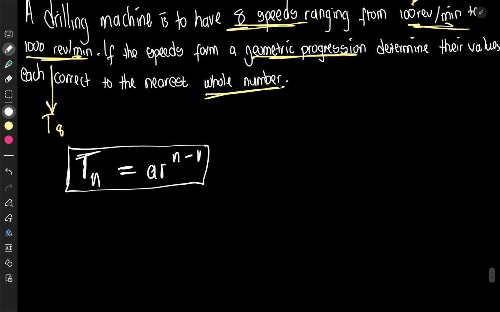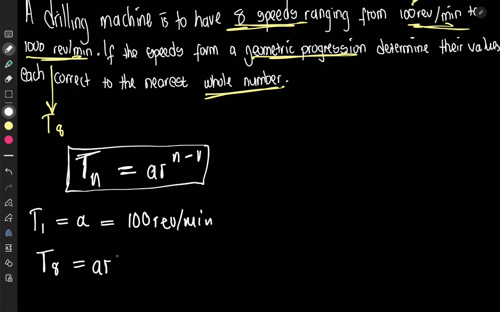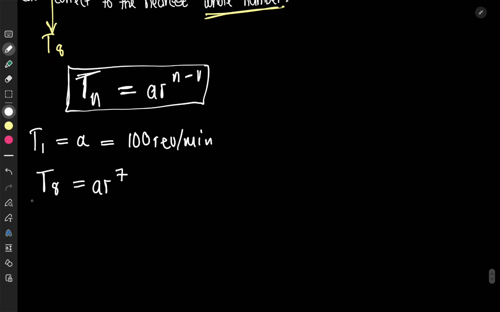Now, what do we already know? We know that our T1 is equal to A, which is equal to 100 revs per minute. And then what else do we know? We know that our term number 8 is going to be equal to AR to the power of 7, and we've been told that it is equal to 1000. So term number 8 is equal to AR to the power of 7.